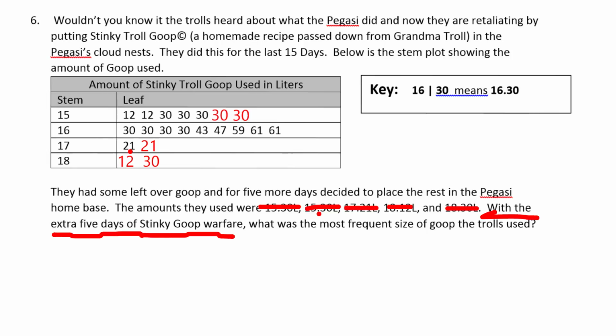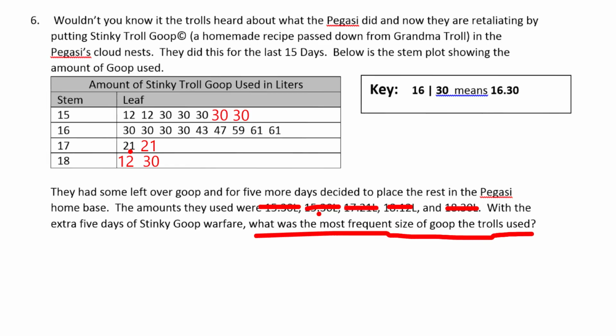So now the only thing I need to do is figure out what was the most frequent size of goop the trolls use. I've already finished with the extra 5 days of Stinky Goop Warfare part. So that's the only thing left. What was the most frequent size of goop the trolls use? Well, to do that, the easiest way is to count up which one has the most of the same value, because these are all different sizes that they use, all different volumes of Stinky Troll goop that they use. So what I'm looking for is the one that repeats the most often.